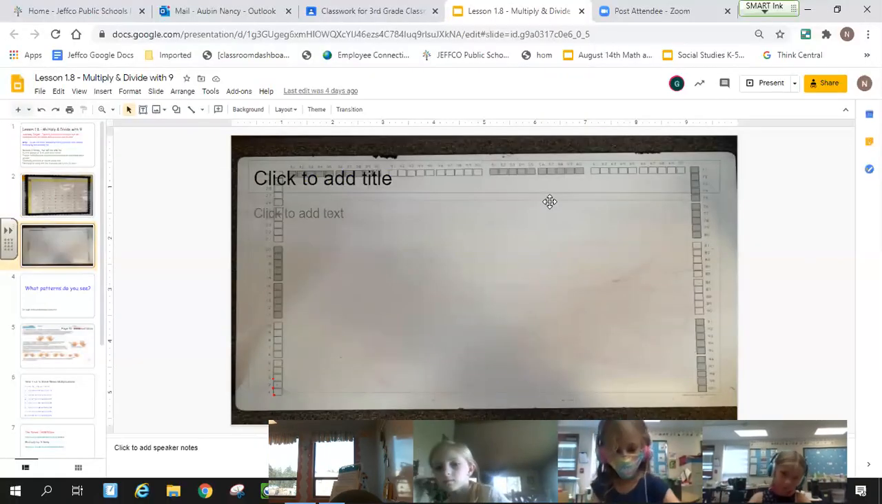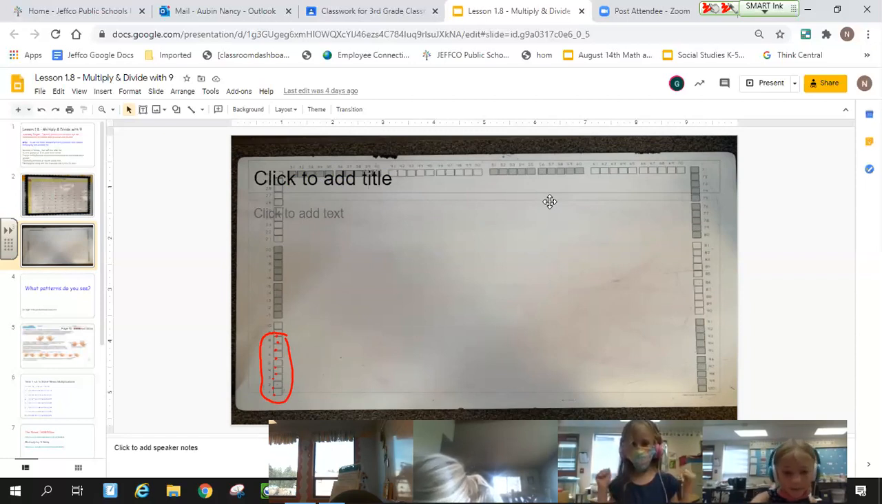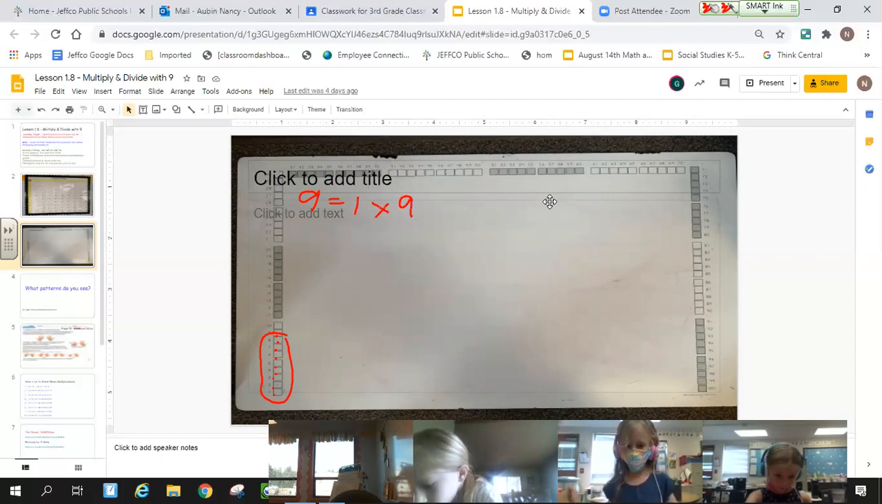Kind of important here. Okay, there's 1, 2, 3. Do this with me. 4, 5, 6, 7, 8, 9. You're going to circle your first group of 9. One group of 9 is how many? Show me on your fingers. 9. We have 9. So 9 equals 1 times 9.